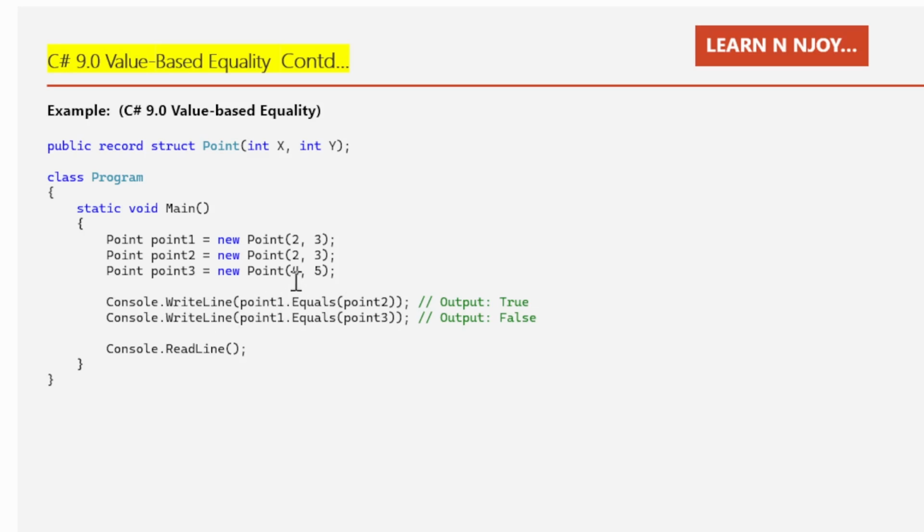Basically, I am comparing point1 and point2 to see whether both are equal or not. Similarly, I am doing it for point1 and point3. The output is going to be received like this. For the first statement, we are going to get true, and for the second statement, we are going to get false. That's what we would see when we execute this program. Okay, let's switch to Visual Studio and see all these things in action.